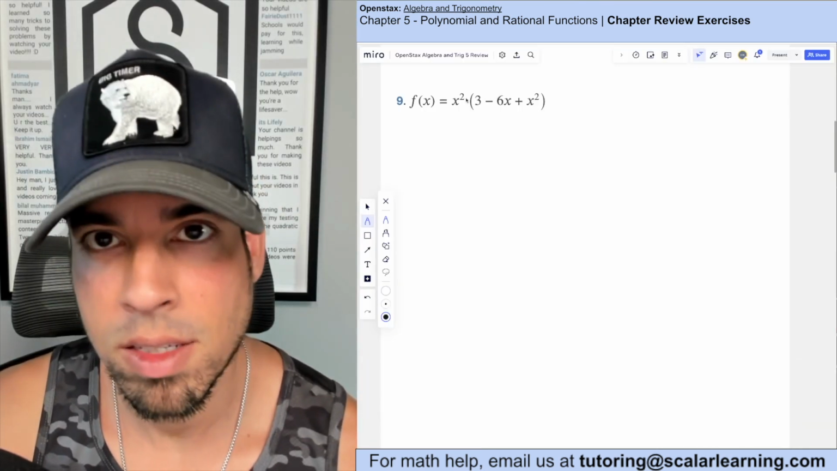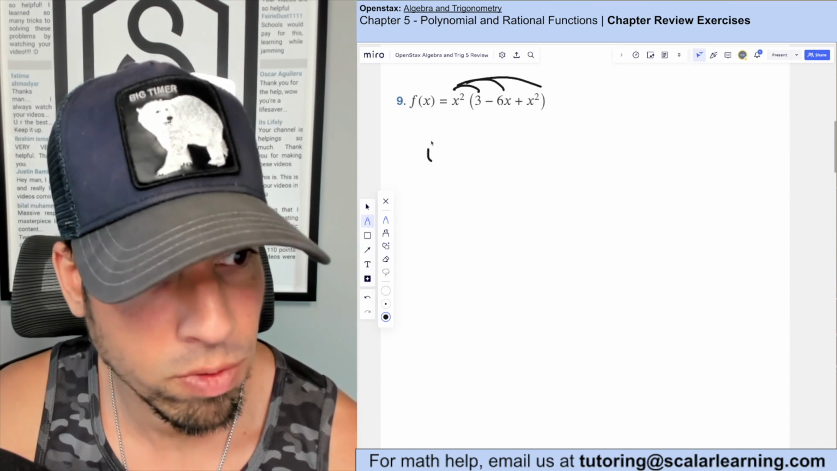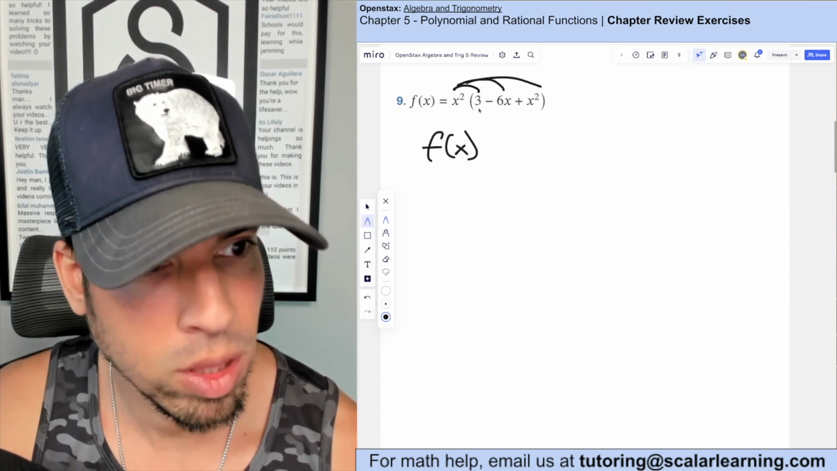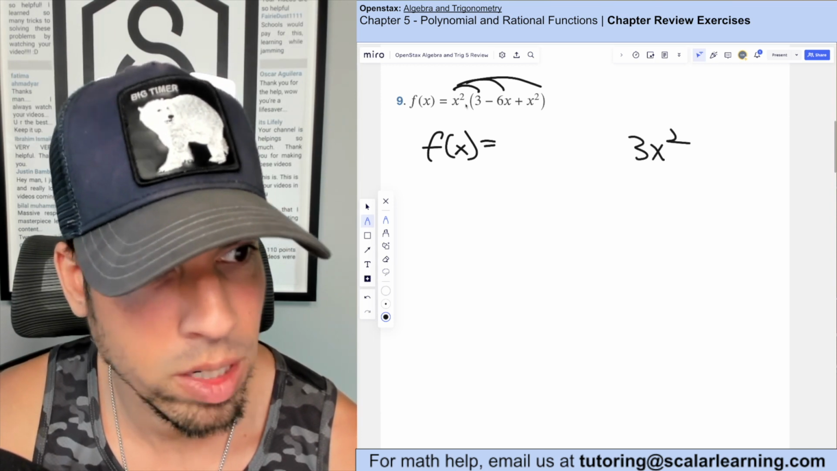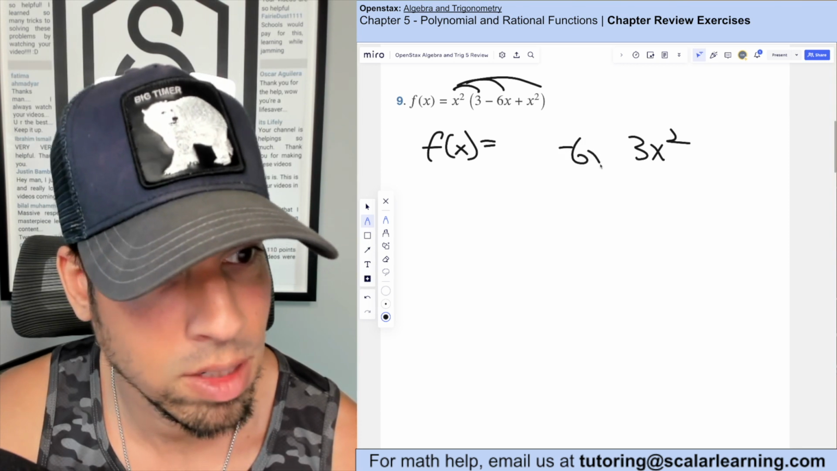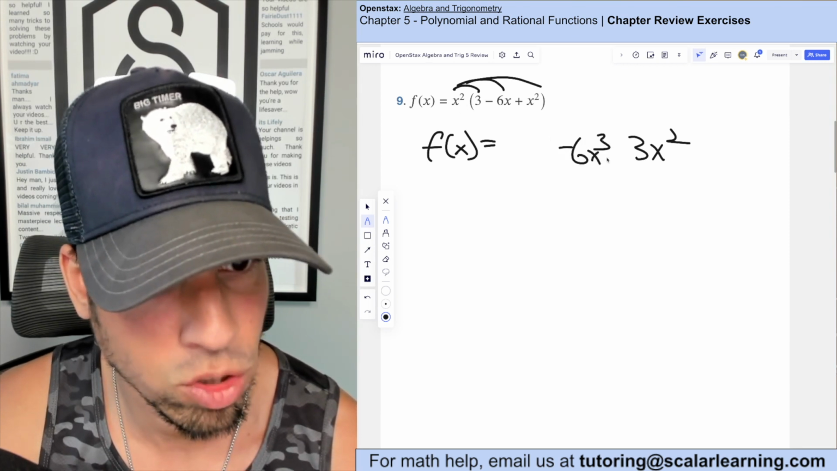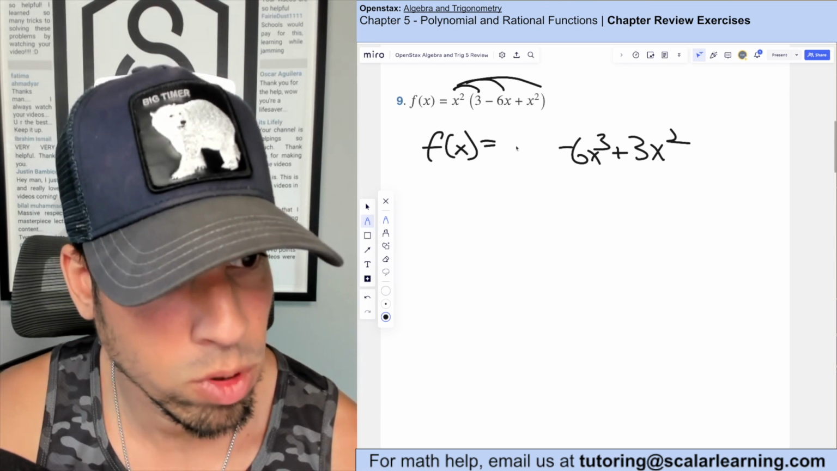For number 9, this is indeed a polynomial, because once we distribute it, it's going to have a nice polynomial form. I'm going to put 3x squared at the end, because that's going to end up being the lowest degree. Then we have x squared times negative 6x. That's going to be the middle one, negative 6x cubed, right? Because x times x squared is x cubed. And then we have x squared times x squared. That's x to the fourth. I'm going to put that in the front.